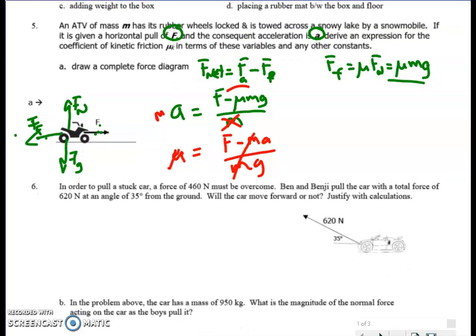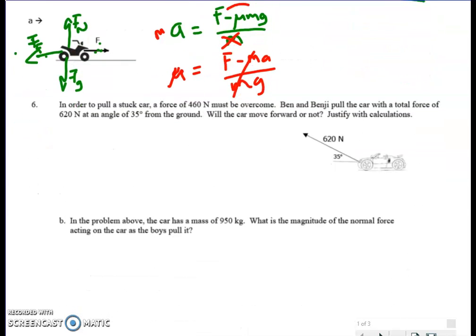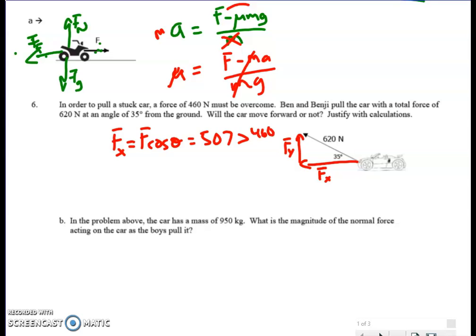Okay, next problem is just looking at components. So you have a car where we're pulling this way with an Fx and an Fy. For part 1, all I want you to do is calculate Fx, which is F cos theta, which is around 500. I don't remember the number off the top of my head, but the point is that's greater than the 460. So yes, it will move forward.